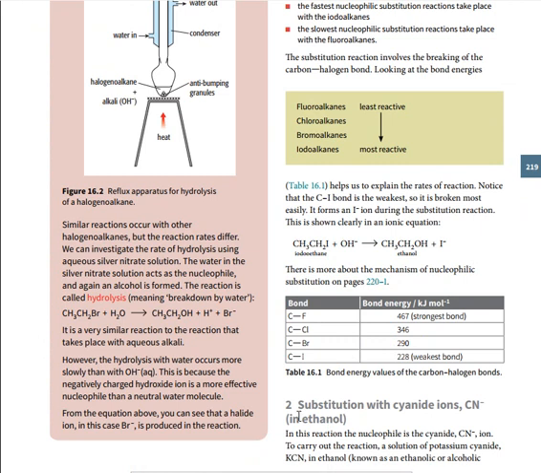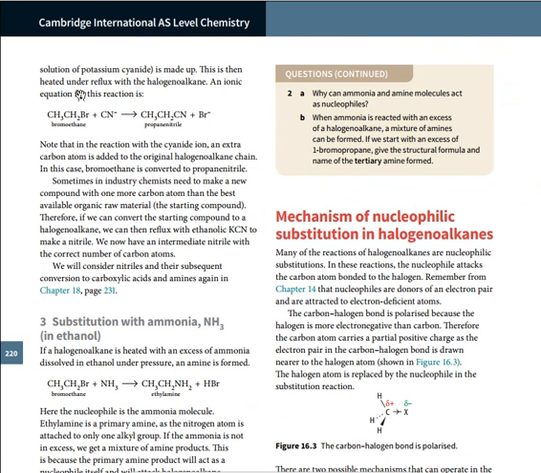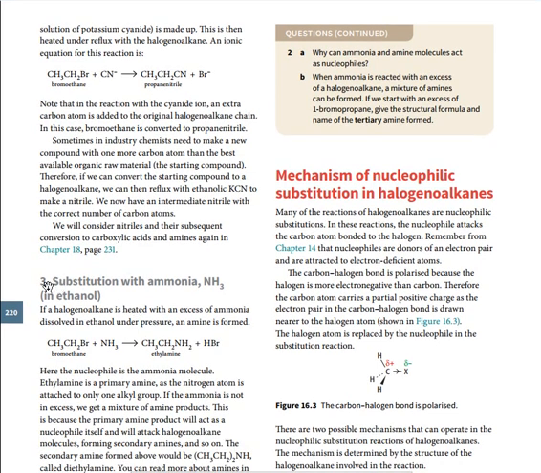The next part is substitution with the cyanide ion. You have seen substitution with the hydroxide ion. With the cyanide ion, it substitutes at this position and we have propanenitrile. Next, you have substitution with ammonia. Ammonia has a lone pair of electrons. This lone pair can attack this side and cause the bromine to leave, so ethylamine is formed.